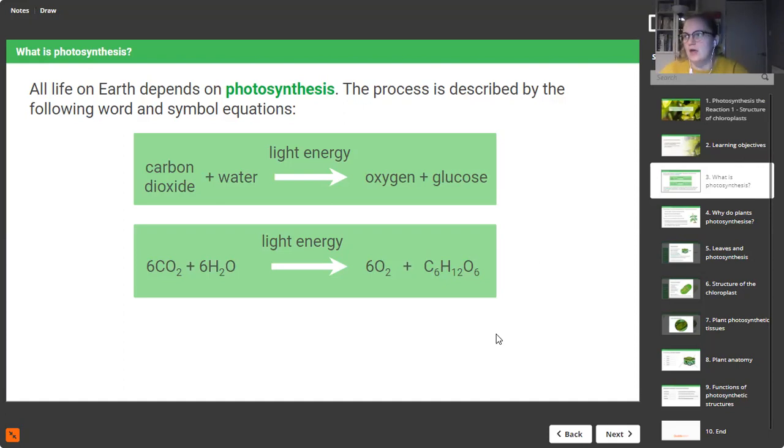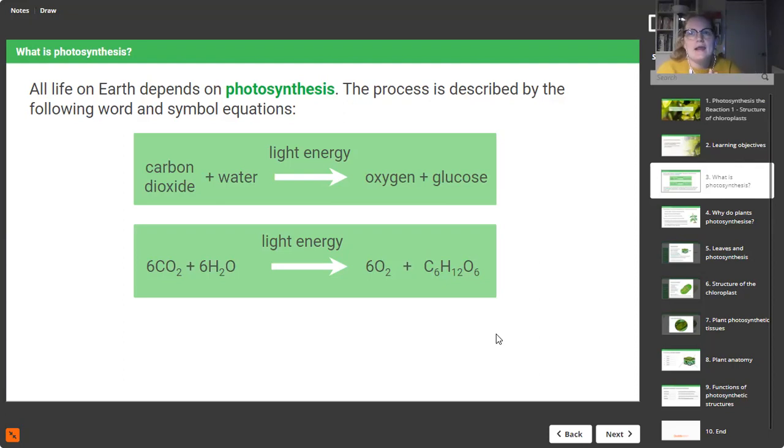So we've always gone, okay, plants produce their own food, their own energy. They don't have to eat or consume anything. And it does this through the process of photosynthesis. And we've left it at that. And then obviously we've got the word equation and then the symbol equation, and we've basically just stopped there, and we just summarize it as that.